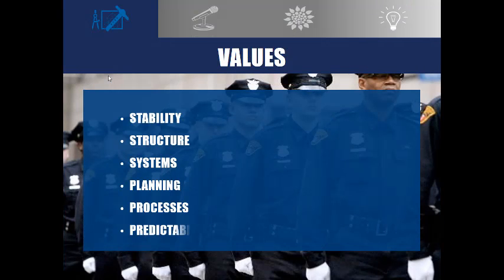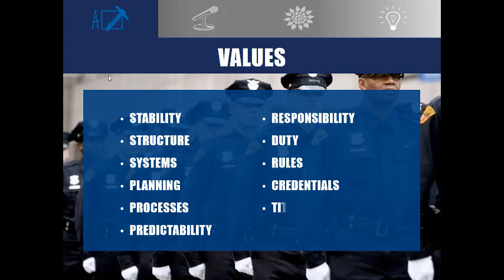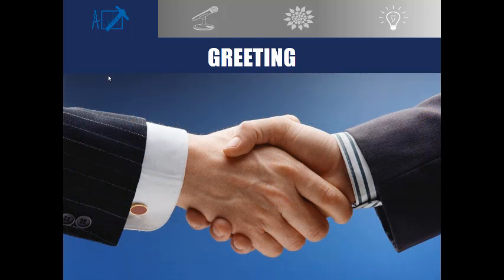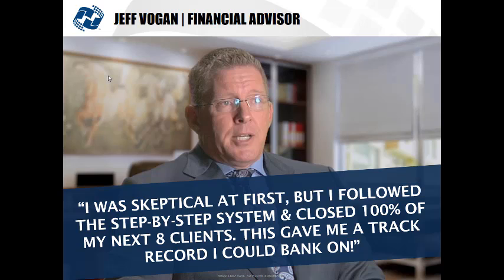And so the values of the blueprint person include stability, structure, systems, planning, processes, predictability, responsibility, duty, rules, credentials, titles, and tradition. These are all the values that may be very important to a person who is a blueprint type individual. So if this is the type of person you're trying to sell to, you need to speak to these issues in order to be successful. For example, greeting is a good, strong, firm handshake. That's what they want. If you're doing a high five, that is just not going to cut it.